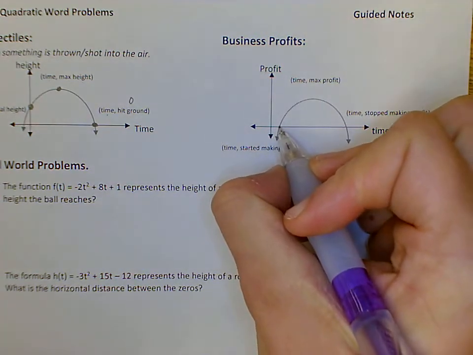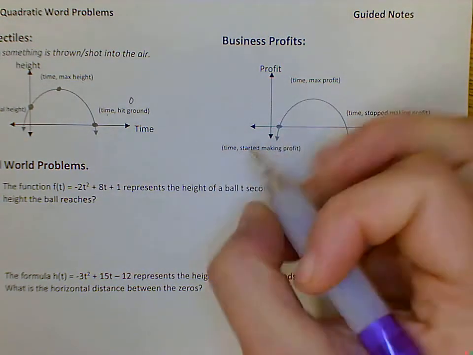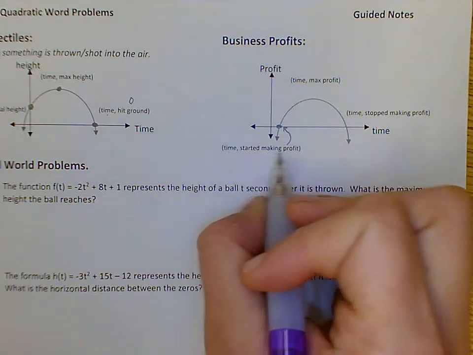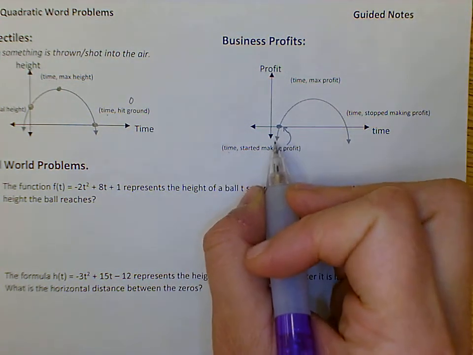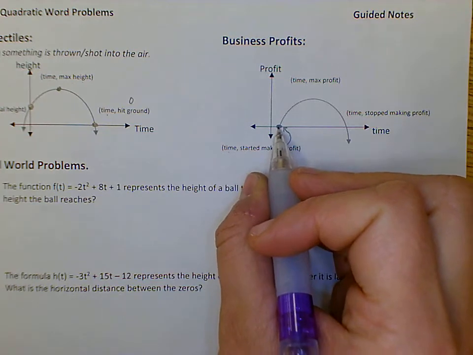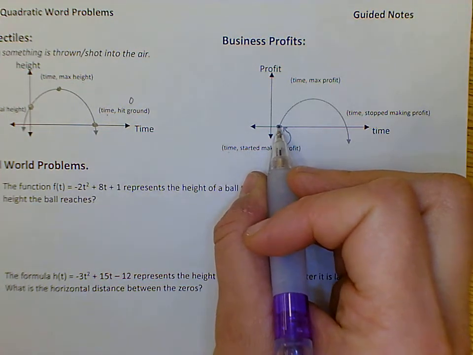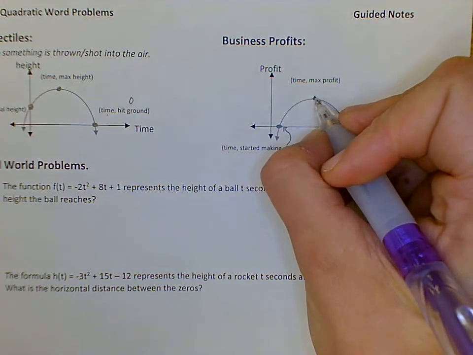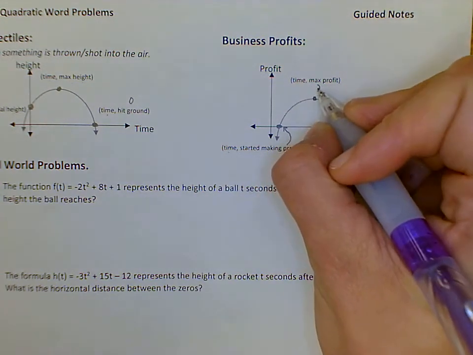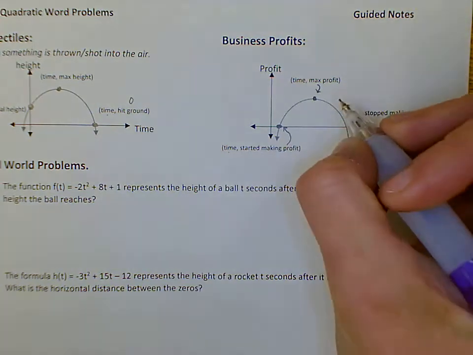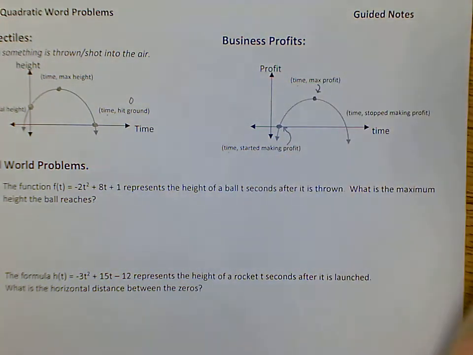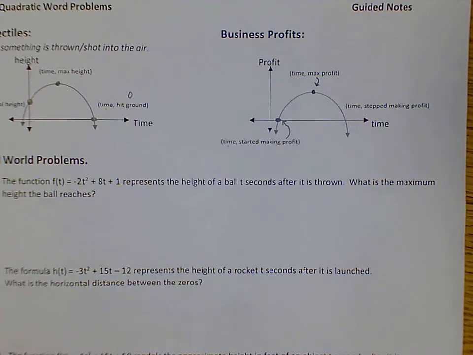The first point represents the time that they actually start making a profit. After all their debts are paid off, that's where they break even, and now they're going to start earning money. Then at the very top is the time that they make their max profit. The x value will be the time, and the y value will tell how much they made, or the most that they made at any one point in time.